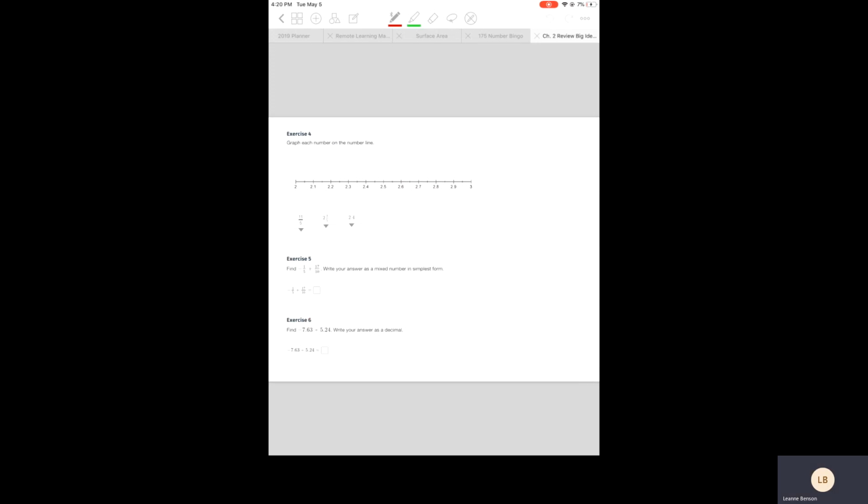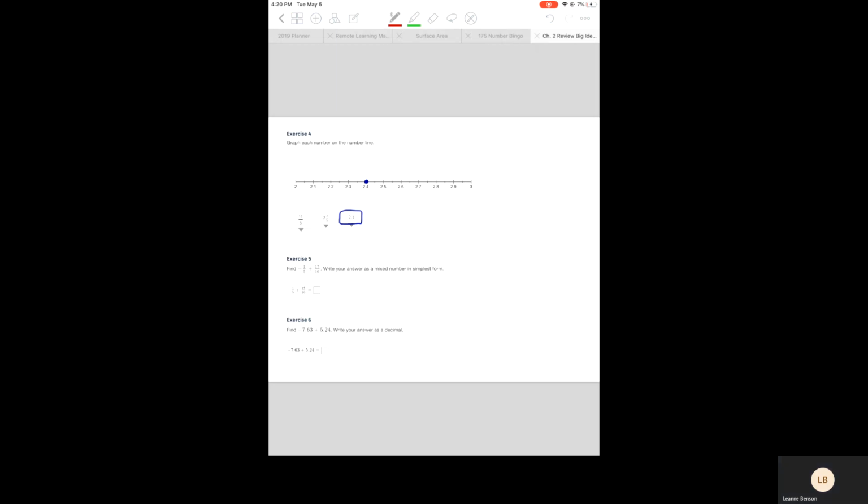Okay, for number 4, it says graph each number on the number line. So they give you options here, 11 over 5, 2 3/5, and 2.4. Okay, so obviously this 2.4 would go right there. I'm just going to color code these to make it easier for you guys. Again, you would be dragging them into the spot.